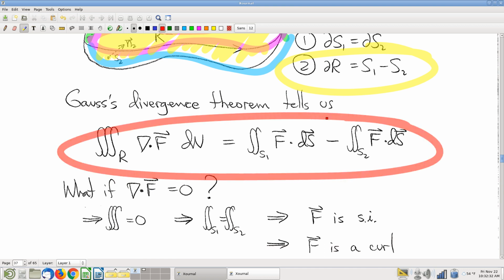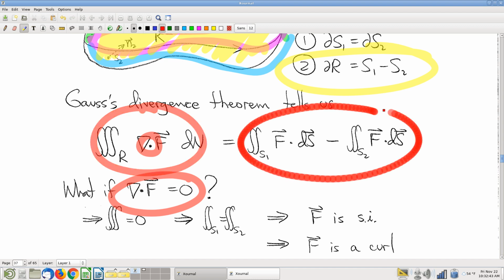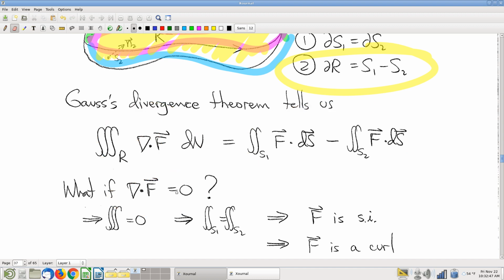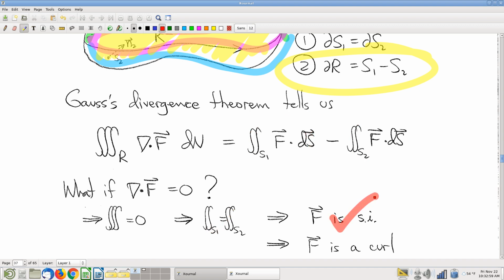Here's what Gauss' divergence theorem says. What happens if the divergence is 0? Well, if the divergence is 0, that means this triple integral is 0. That means this difference is 0. Sound familiar? That means that these two fluxes must be equal to each other. This has got to apply no matter what these two surfaces are with a shared boundary curve. Therefore, this vector field is surface independent, and as previously discussed, is a curl.